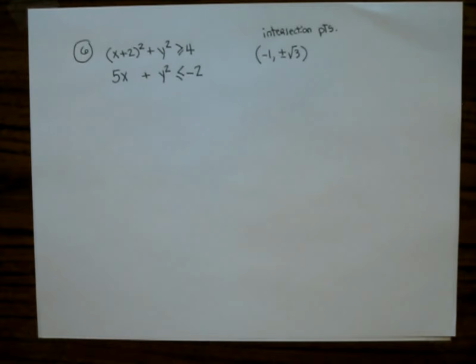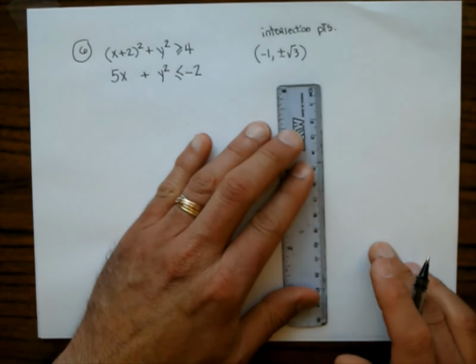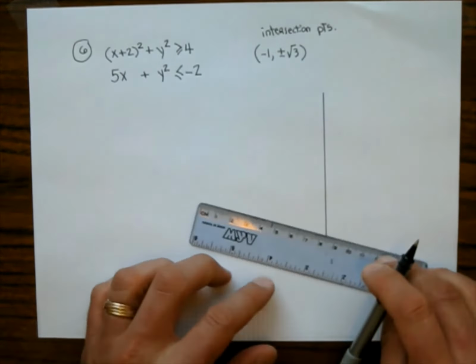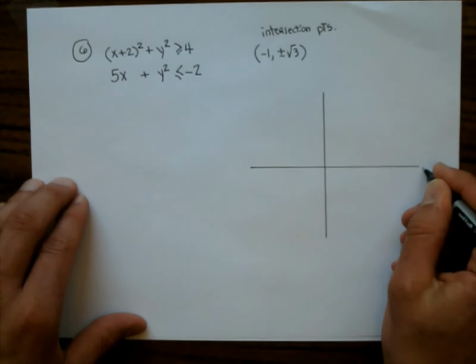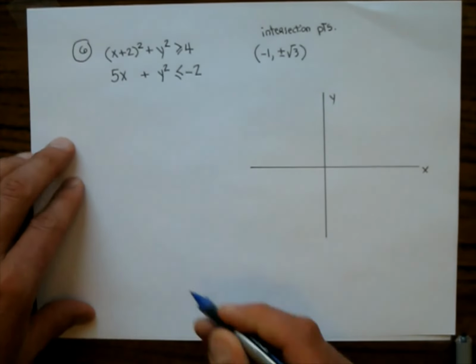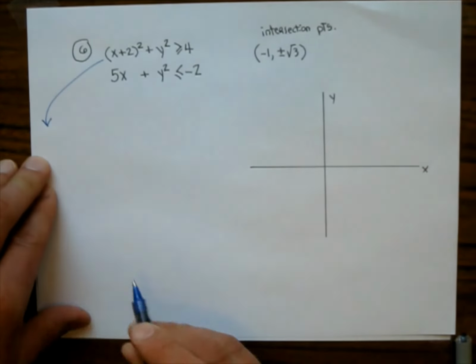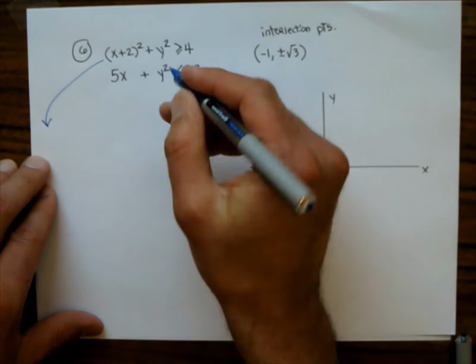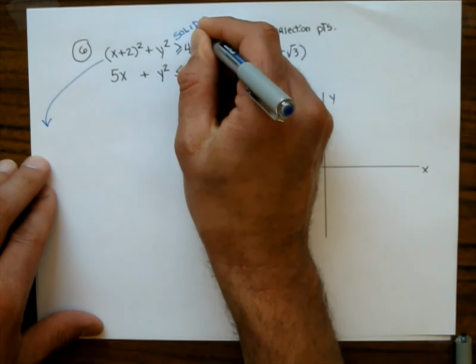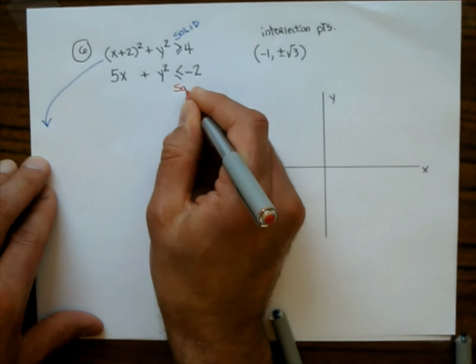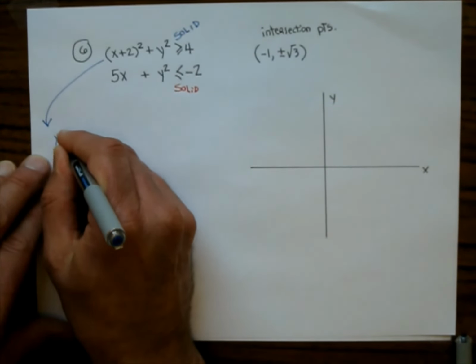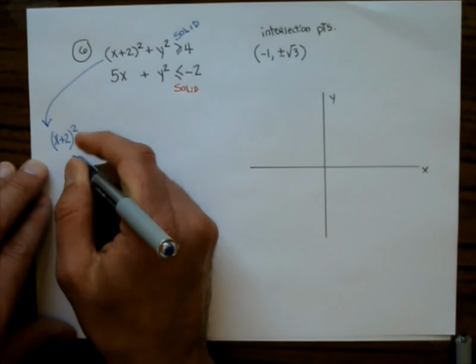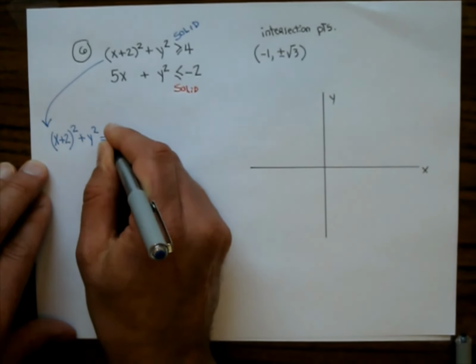So how am I going to do this problem? Wow. Let's go ahead and use different colors. Before I do that, let's put the picture right here. So yeah, that right there. Here's X, here's Y. We'll use blue for the first one. They are both solid. So this one's solid, and then this one is also solid. So we're going to have 2 solid lines. The first one looks like this: x plus 2 squared plus y squared equals 4.